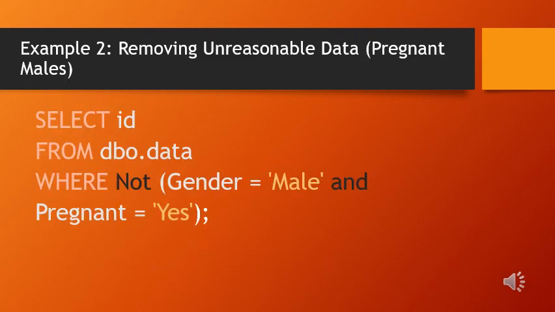In this example from lecture, the SQL statement WHERE is used to specify we only want ID displayed for those pregnant and not male. In this data, a pregnant male is an unreasonable grouping.